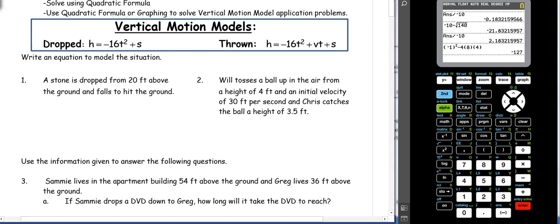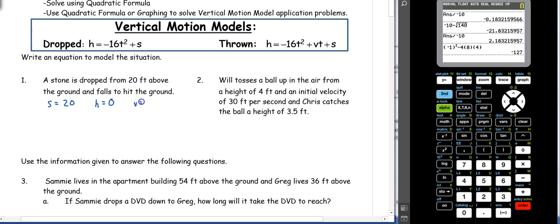depending on what's happening. So in number one, it says a stone is dropped from 20 feet above the ground and falls and hits the ground. So that means our start height is where the stone started at, so 20 feet. Our end height is 0 because it's hitting the ground.